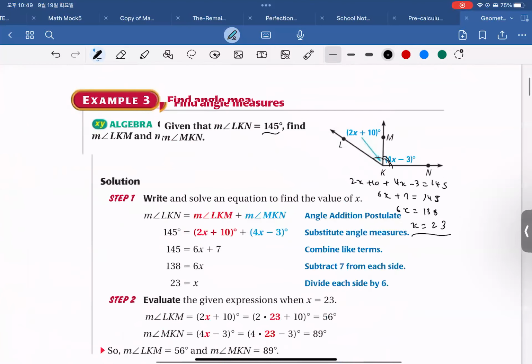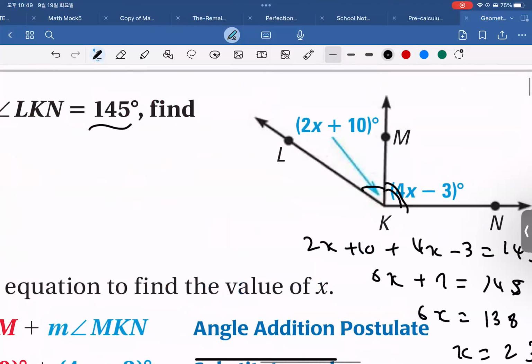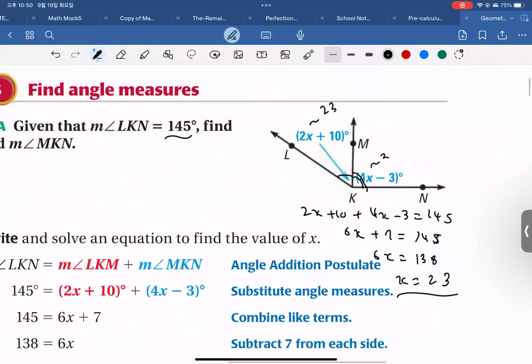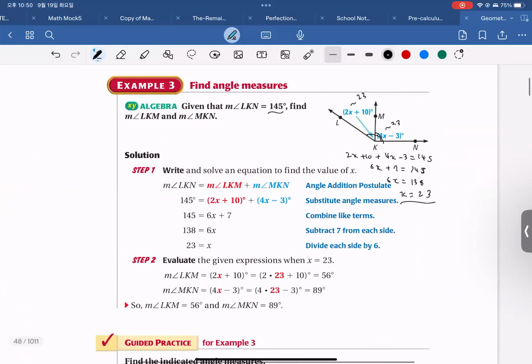But remember, x is not the value you're looking for. If you're trying to find LKM, you have to put 23 in here, and the same for here, and whatever value you get, in this case angle LKM is 56. And for angle MKN, it would be 89, so that would be your answer.